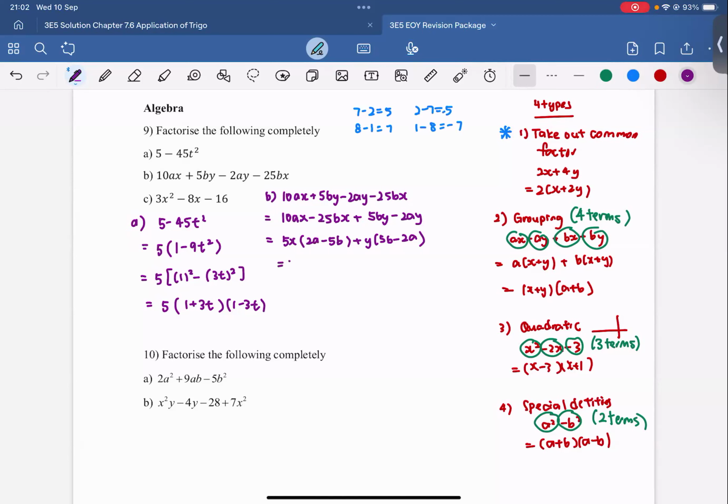So what do? I factorize out a negative. This become minus y. Then when I factorize out negative, this become minus 5b plus 2a. You can see that when you multiply in, you still get back this. Minus y minus 5, you still get this. So make sure that you're not changing the question. Now 2a minus 5b and minus 5b plus 2a, these two things are actually the same now. So you can factorize out 5b minus 2a. Then what is left over? 5x minus y.